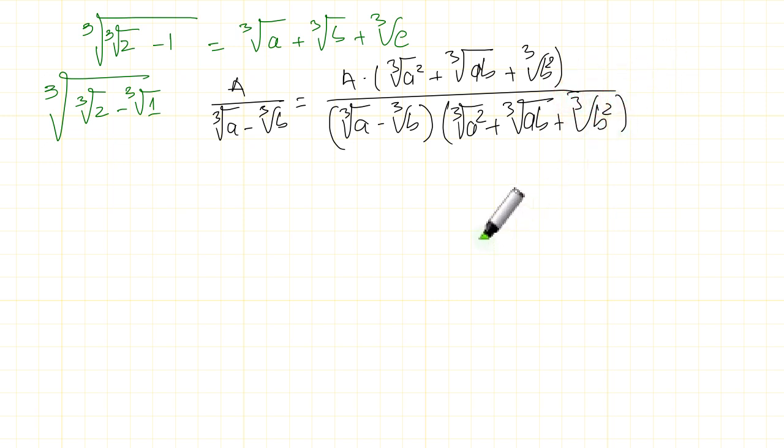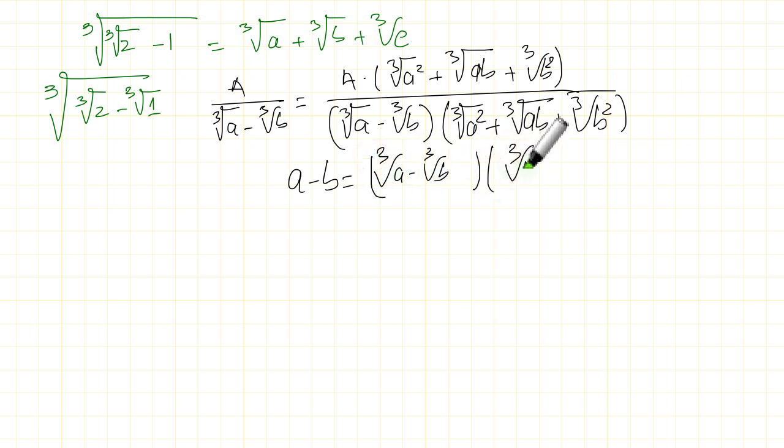Okay, perfect. We know that this one times this, we can write a minus b equals cubic root of a minus cubic root of b, which multiplies cubic root of a square plus cubic root of ab plus cubic root of b square. So it means that this times this is going to be a minus b, right? Now let's apply the same rule to solve this one here.